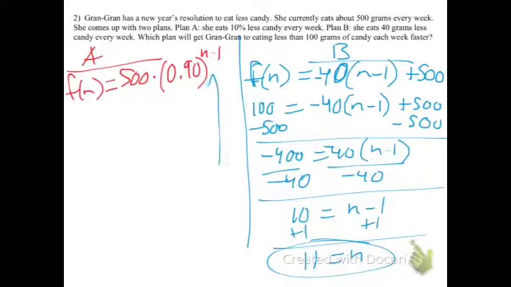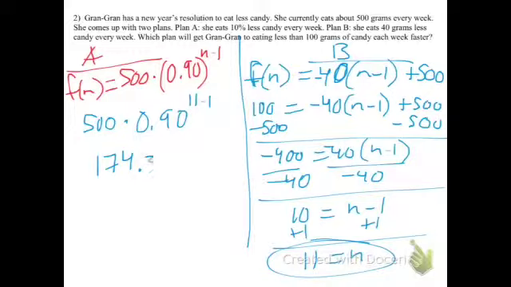Well, let's plug in 11 over here and see what we get. When you plug in 11 into this function, you make sure you put it in the exponent here. So you gotta do 0.9 to the 10th power, and then times that by 500, and you're going to get only 174.34-ish, I rounded up, grams. And so plan A, the exponential one, again, didn't decrease to under 100 grams as fast as plan B did, so we'll go with plan B.